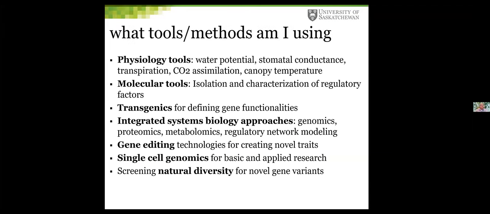The tools that we use are quite diverse, relevant to this workshop theme. We use physiological tools to measure water potential in plants, stomatal conductance, transpiration, CO2 assimilation, and canopy temperatures. These tools will capture the relevant measurements for drought, water use, photosynthesis, and nutrient use.